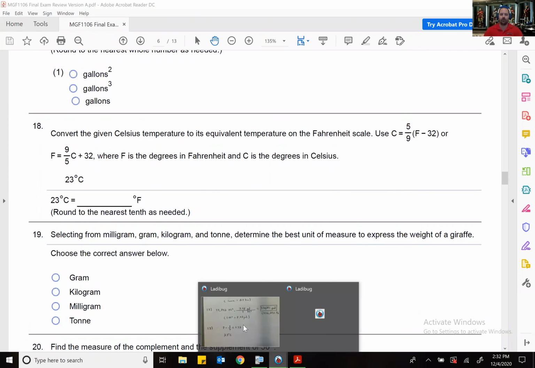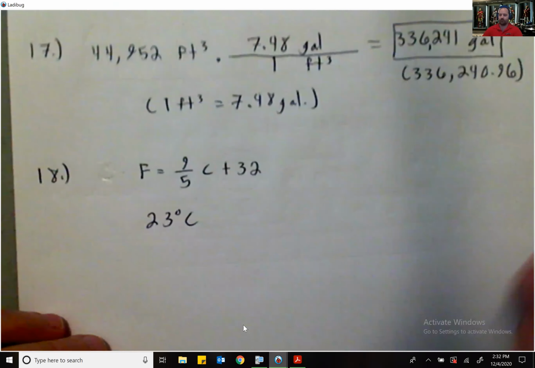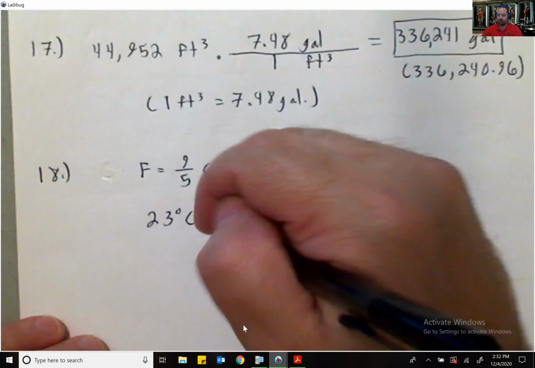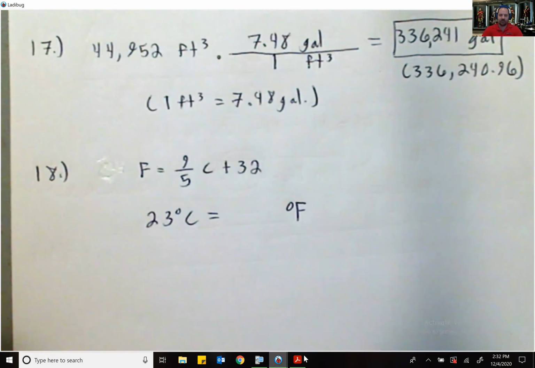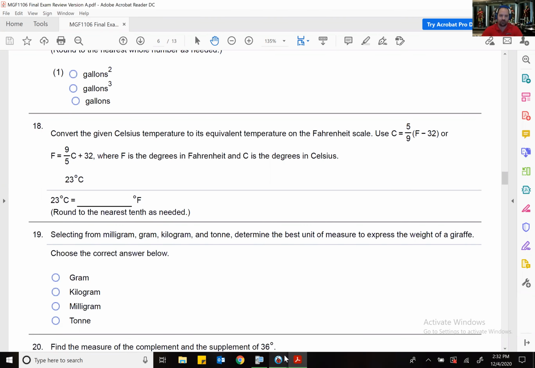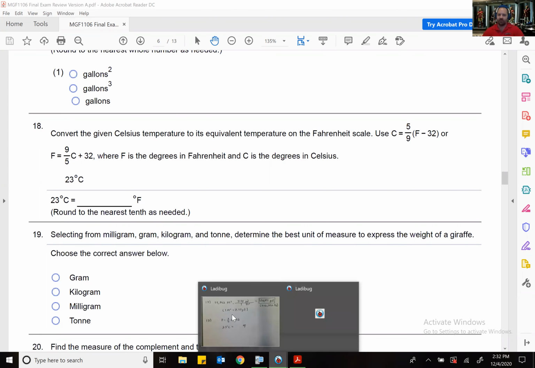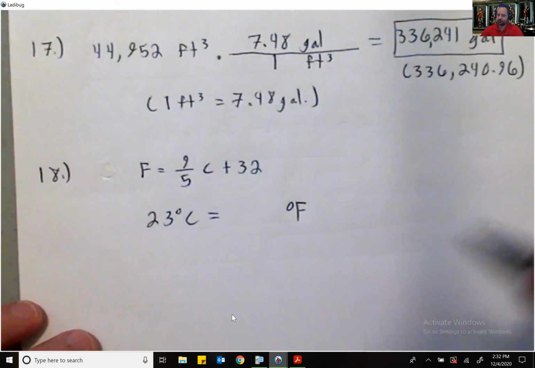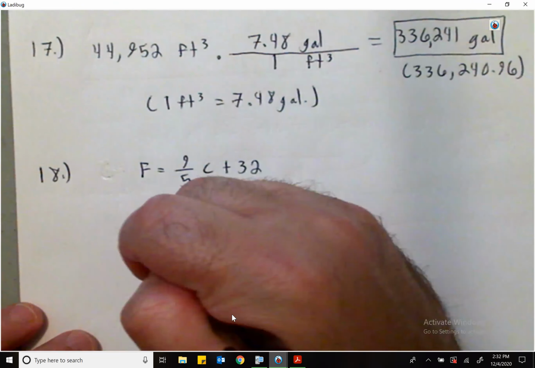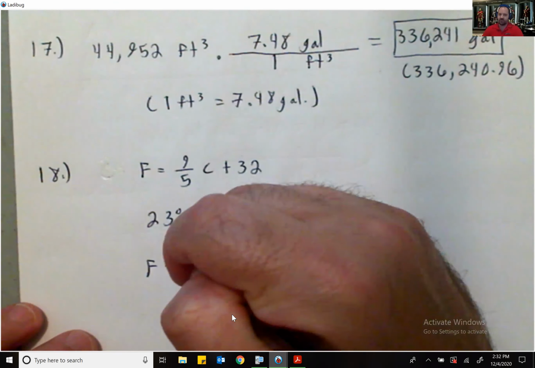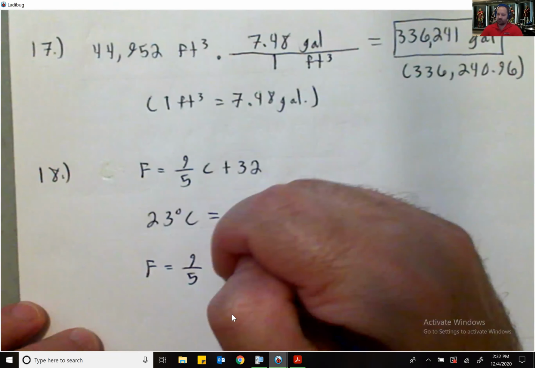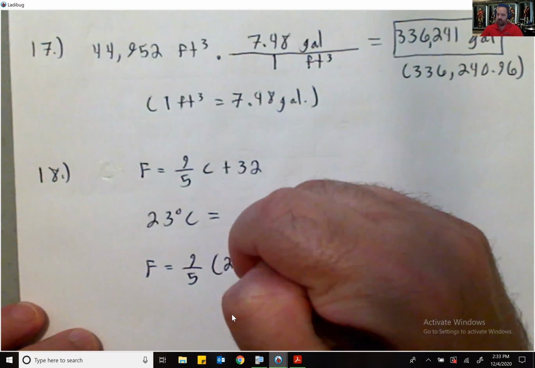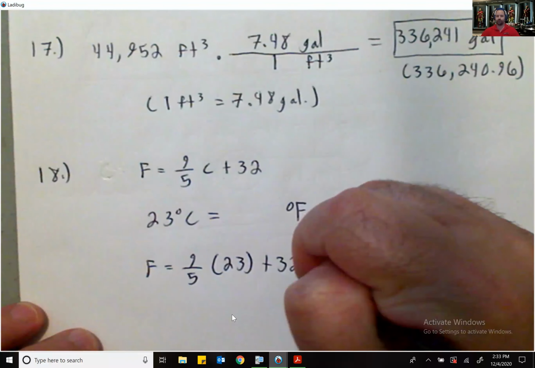So all we're going to do is take the 23, plug it in, and kick out the degrees Fahrenheit. Let's see here. It says round to the nearest tenth. What is the nearest tenth? 1 decimal. All right. So we're going to take 9/5 times 23 and add 32.